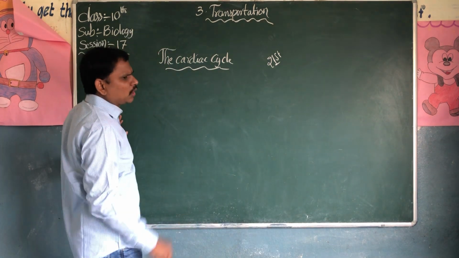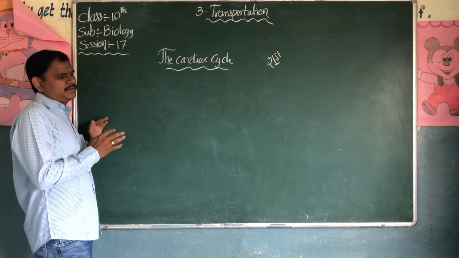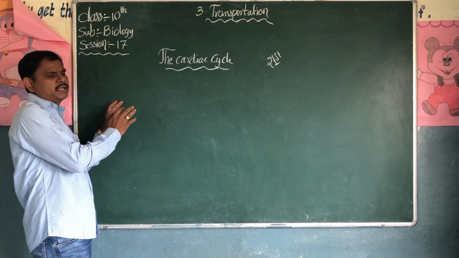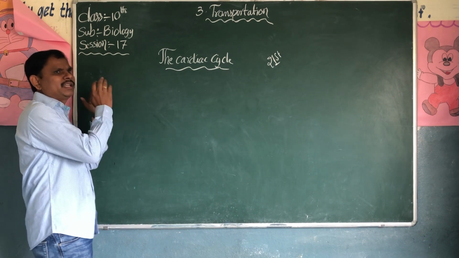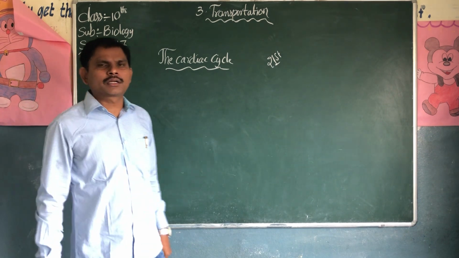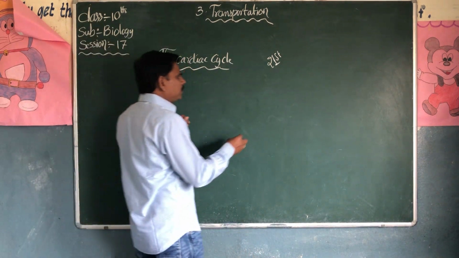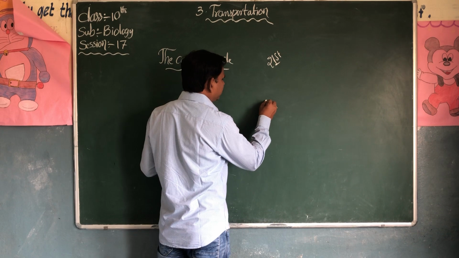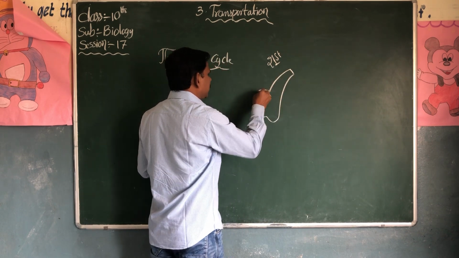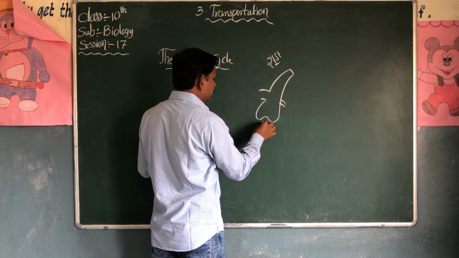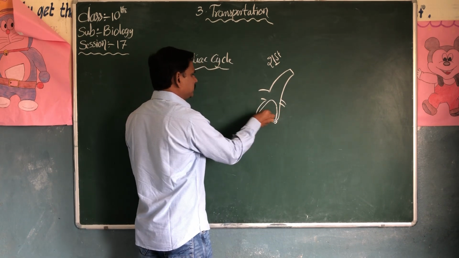Okay. Now what is cardiac cycle? One contraction and one relaxation of atria and ventricle is called one cardiac cycle. So I will draw a simple diagram of the heart. In last class we drew the structure of the heart. So once again I am drawing this simple diagram.